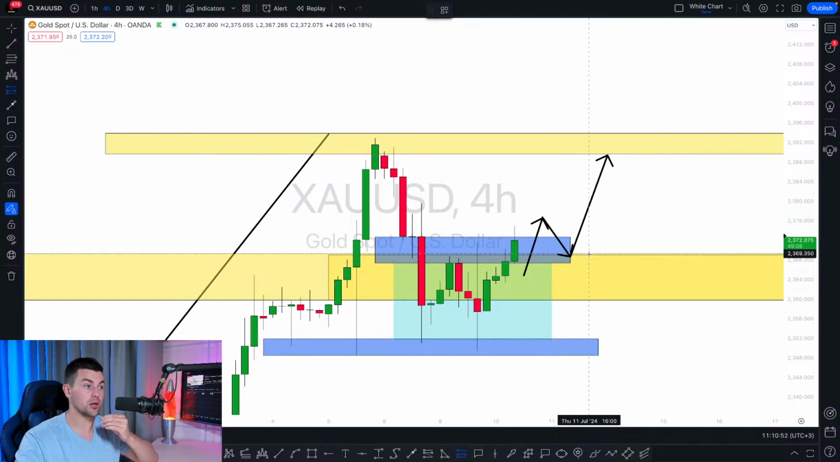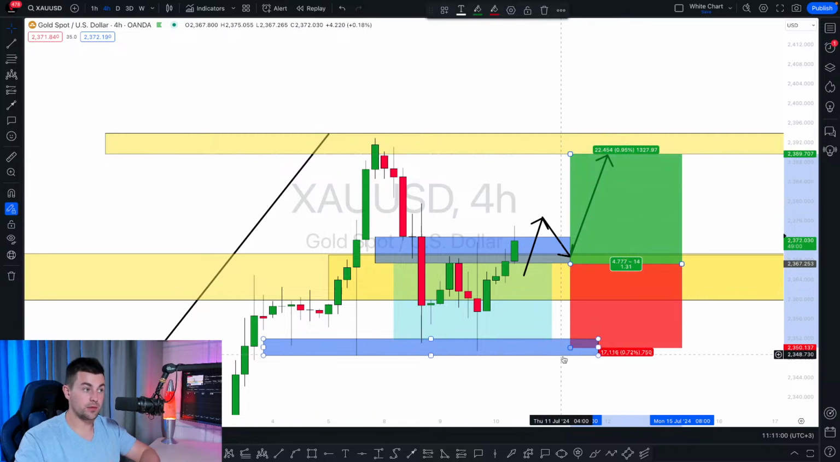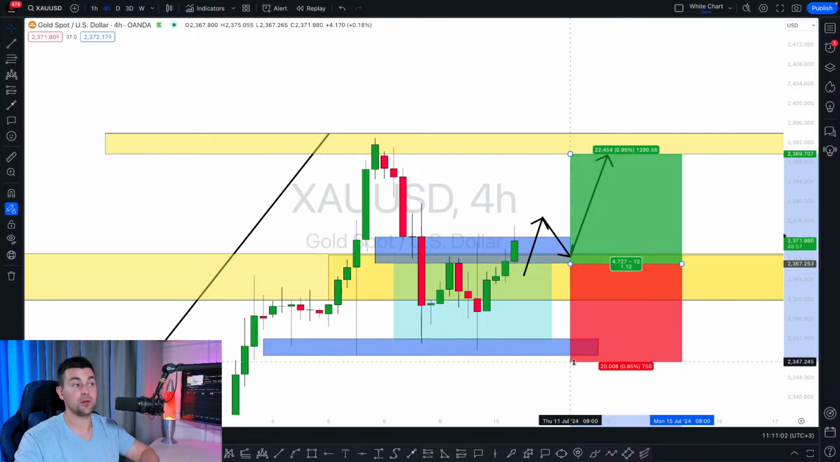So after the breakout, set your buy limit order on a retest of the broken neckline of the pattern. Take profit will be the resistance here, with the stop loss lying below the lows of the pattern. That will be the first goal for your trade.